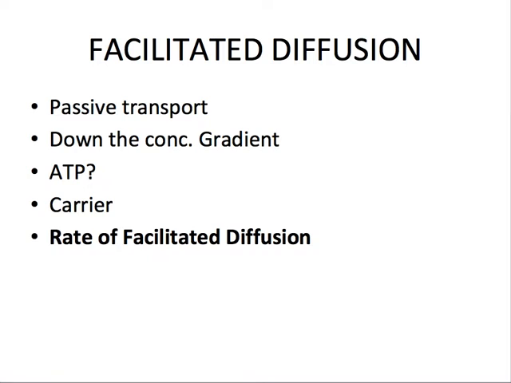Now, the rate of facilitated diffusion is determined by the size of the concentration difference, the concentration gradient, and it also depends upon the number of carriers available at that time for facilitated diffusion. And keep in mind that these carriers are not random carriers; they also demonstrate specificity, so the carrier is specific for the substance which it is transporting.